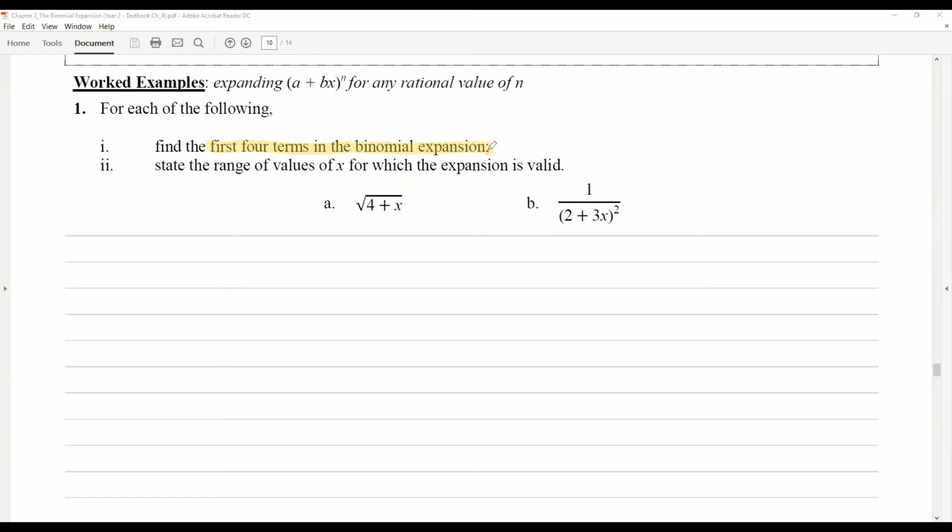Right, so for part 1, so this is A, part I. We have to rewrite this expression so we can carry out an expansion. So the first thing to do is just to acknowledge that the square root of 4 plus x can actually be written as a power, and we know it's a rational power. So that's 4 plus x to the power 1/2.